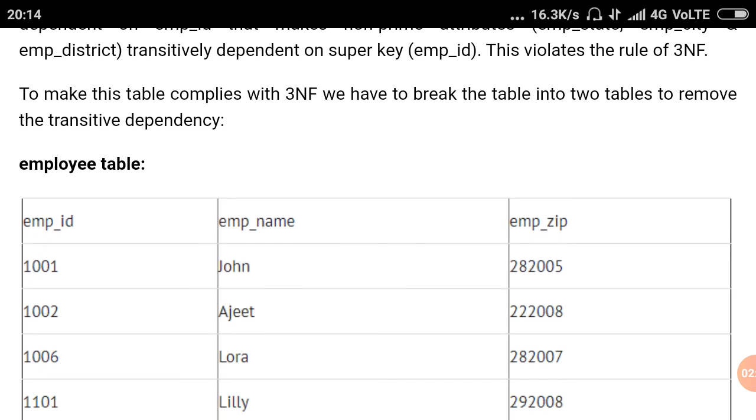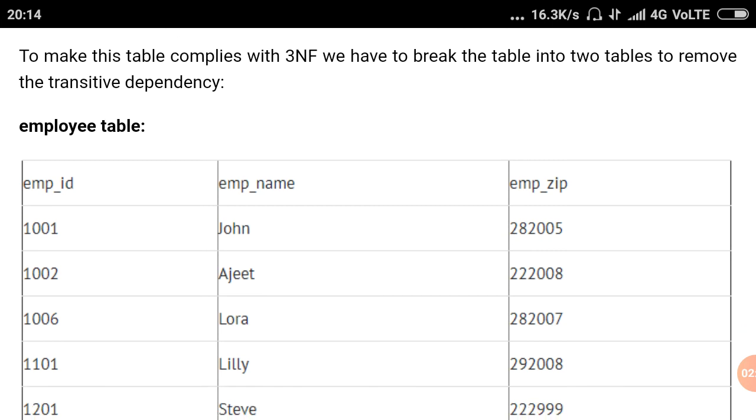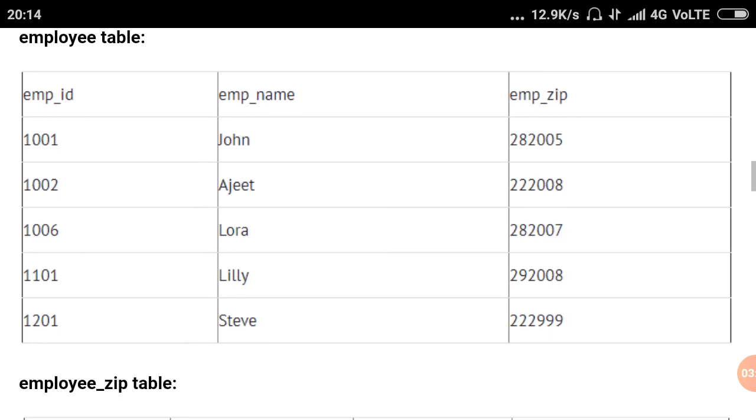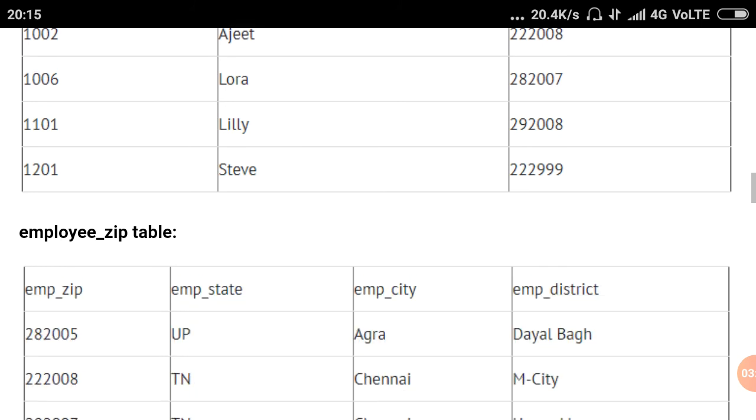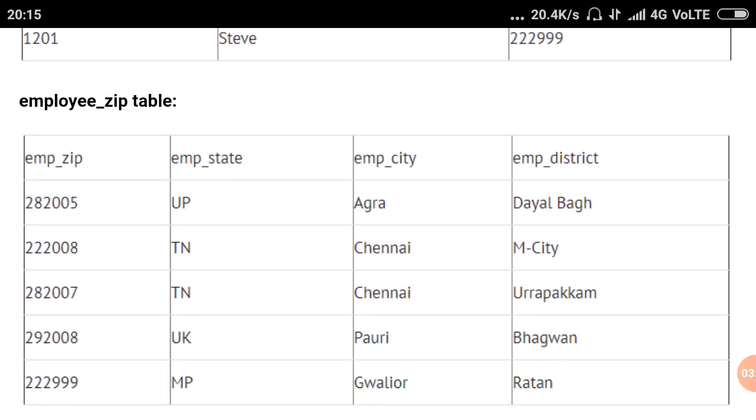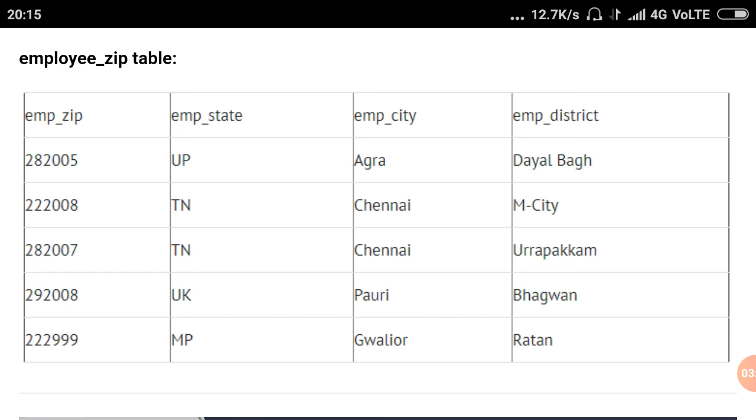Now to make this table comply with third normal form, we have to break the table into two tables to remove the transitive dependency. Now let us have a look at this employee table: employee ID, employee name and employee zip. In this, all the employee IDs are going to be unique. Two employees can have the same name, two employees can have the same zip. Now the employee zip table. In the employee zip table, we have employee zip, employee state, employee city and employee district.